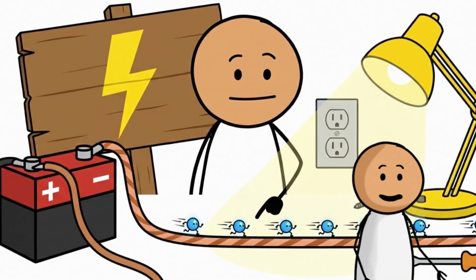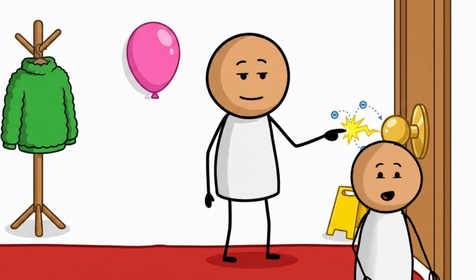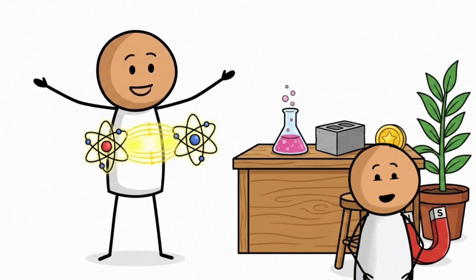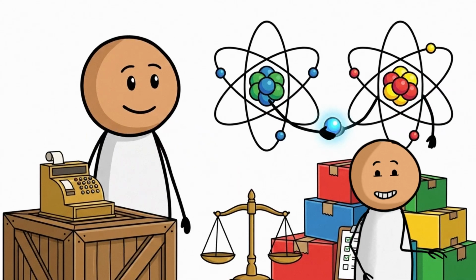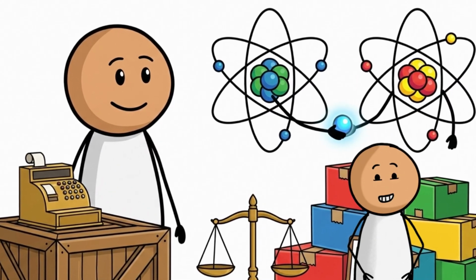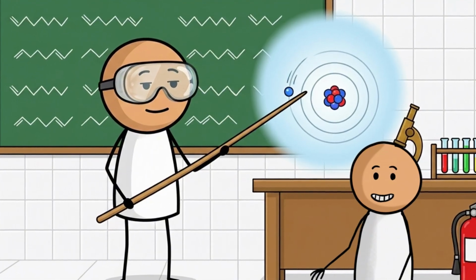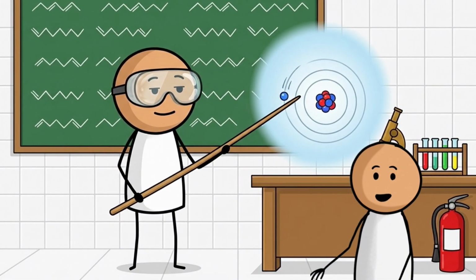Electricity? That's just moving electrons. The little spark when you touch a doorknob? Electrons jumping. Every chemical reaction, every material, every reason two atoms stick together, that's atoms trading and sharing electrons. Everything that actually happens in chemistry happens out here in the cloud with the electron.